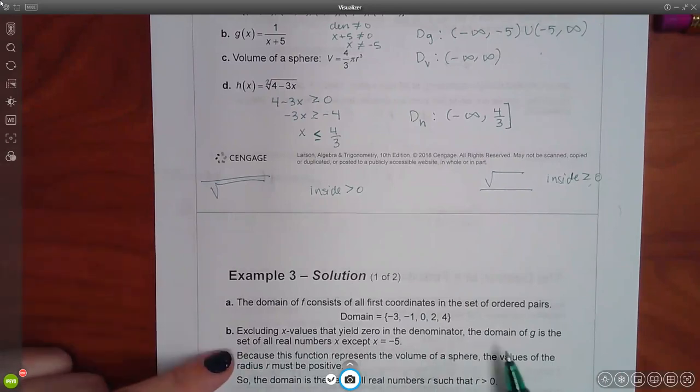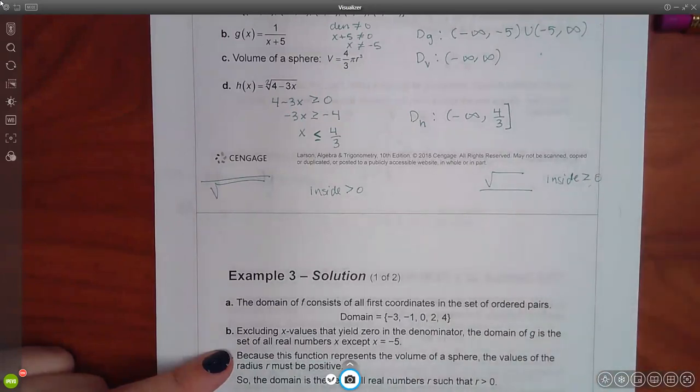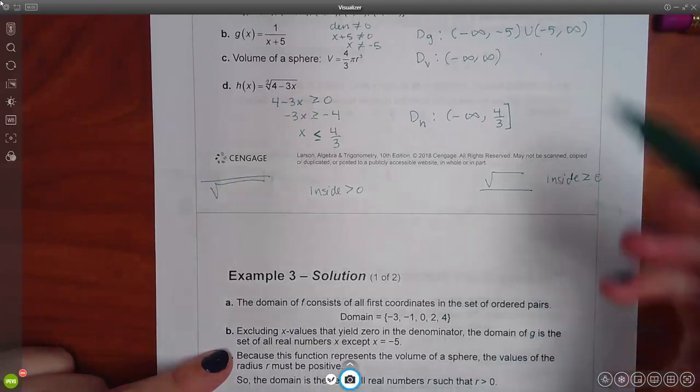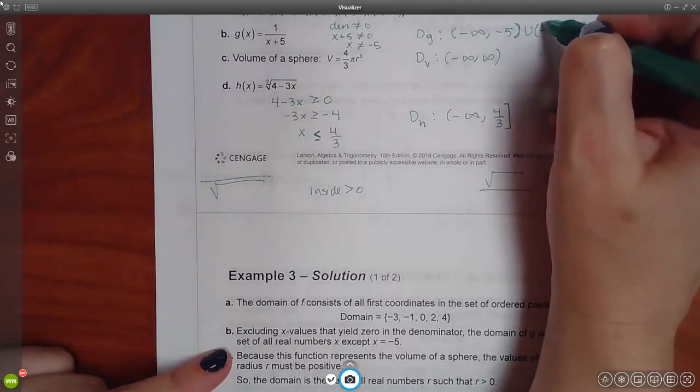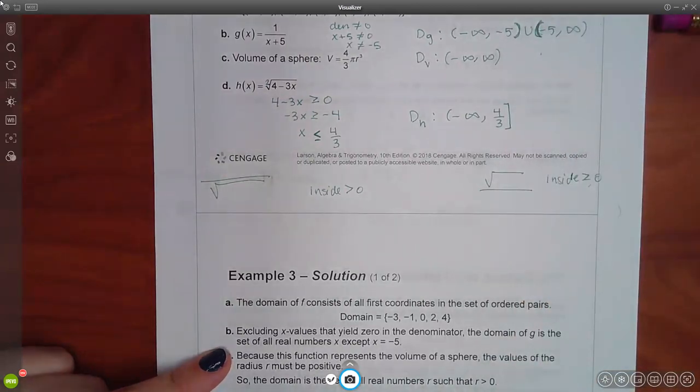We did. It says the domain of G is the set of all real numbers X except when X is equal to negative five. That's exactly what I said, but in symbols. Everything, negative infinity to infinity, just not negative five. Notice I'm open around the negative five, so I'm not equal to negative five. I go right up to it, but I don't include it.